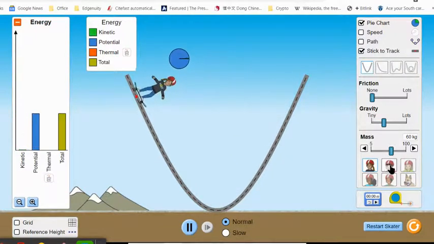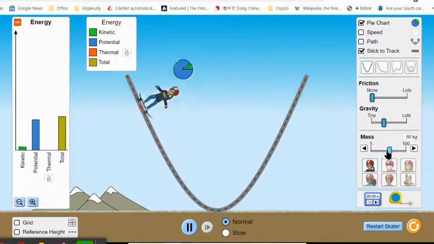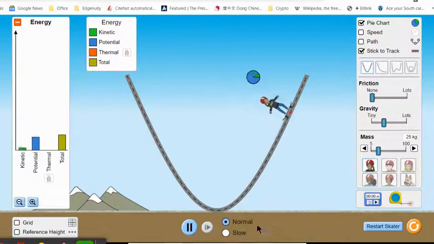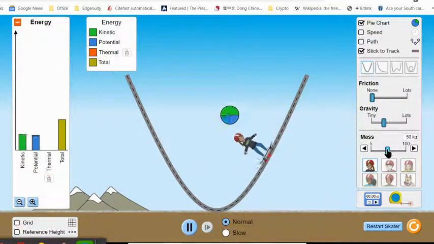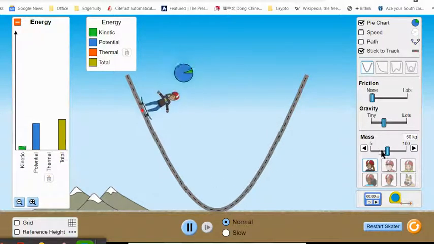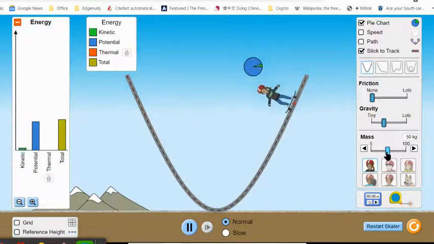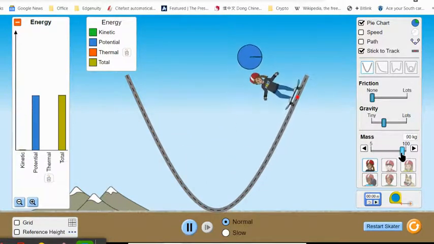So let's try it with a different skater. This skater has a mass of 60 kilograms. Does this change the mass? Okay, let me just change the mass then. Let's try a skater with 25 kilograms. How does that change things? And watch how the energies over here change as, let's go back to 50 kilograms. There we go. So watch how the energy changes as, let's say, the mass decreases, whereas the mass increases.